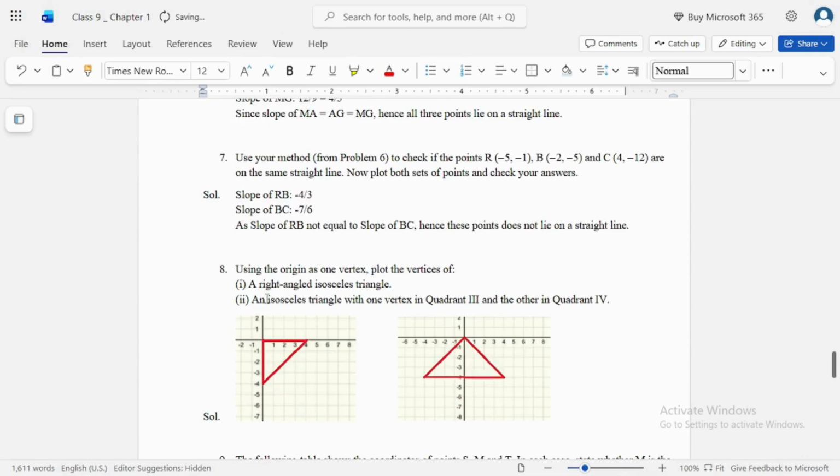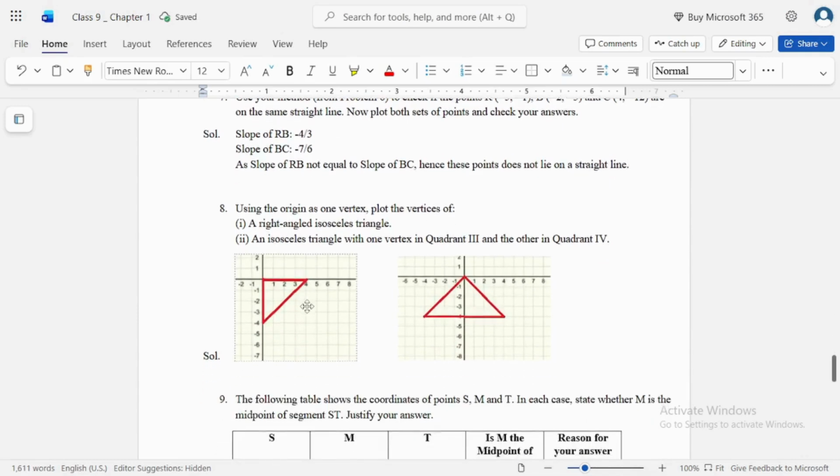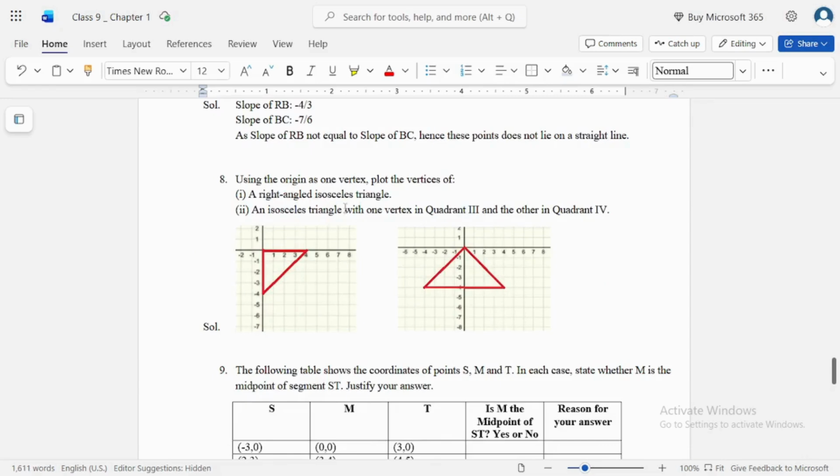Okay, simple. Coming to question number 8. Using the origin as one vertex, meaning one corner of the triangle, plot the vertices of a right angled isosceles triangle. What is a right angled isosceles triangle? First, what is an isosceles triangle? An isosceles triangle is one where any two of its sides are equal. And what will be right angled? At any of the vertices, it should have a 90 degree angle.